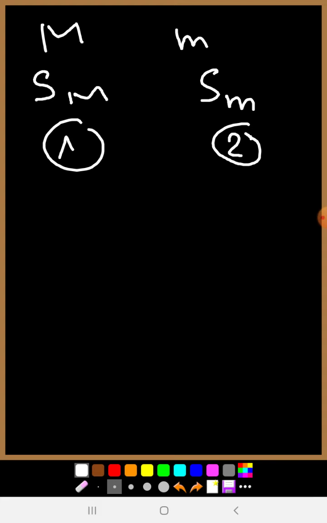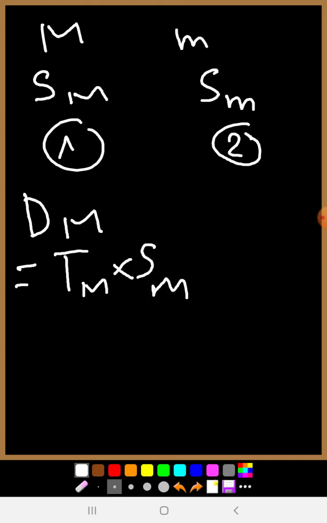The total distance covered by any of the runners, distance M, will always be time of M multiplied by speed of M. And for the other, the distance covered will be equal to the time of small m multiplied by the speed of small m. So far, this is clear. Okay.